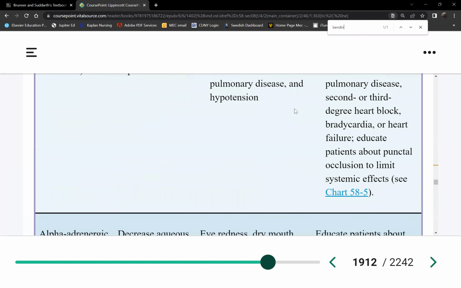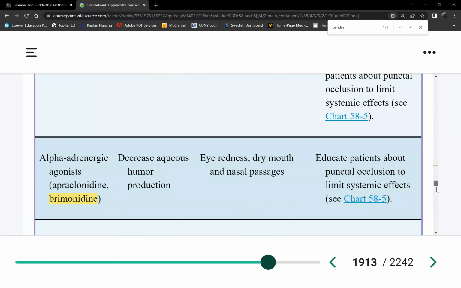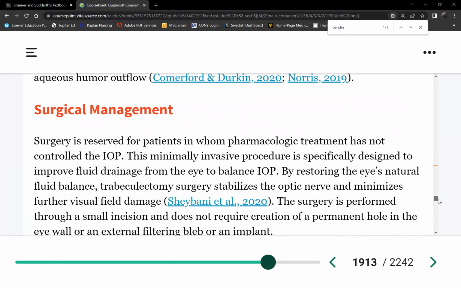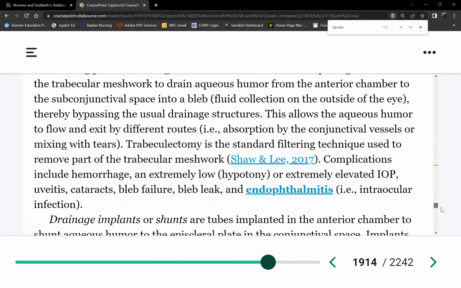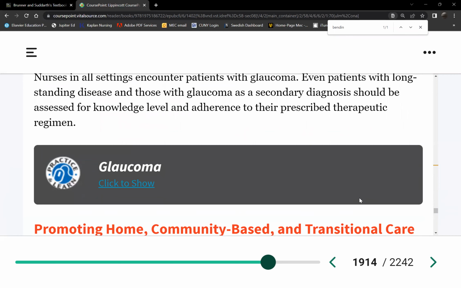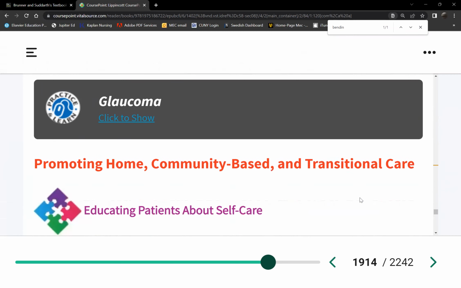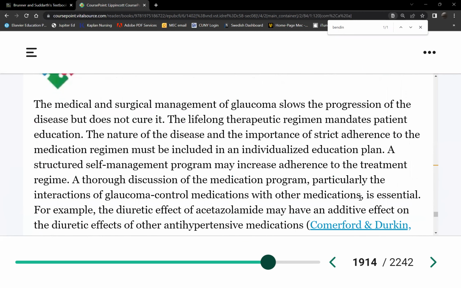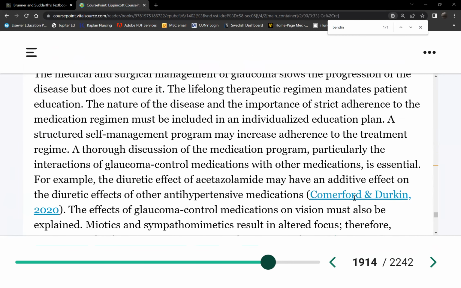Okay, let's go to the post-op. We're not discussing the surgery. We're discussing and testing the nursing responsibilities, so pre and post-op. Pre and post-op, of course, involves eye drops. So you would be giving eye drops before the surgery, and then after surgery as well.